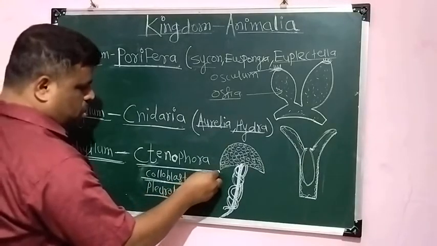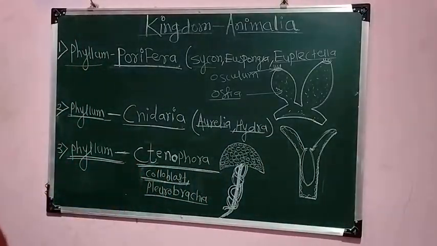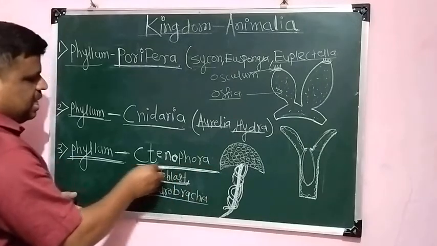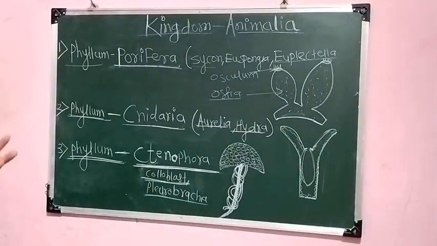They move with the help of 8 rows of ciliated comb plates. Locomotion takes place through special 8 rows of ciliated comb plates. Okay, then these are bioluminescent. Bioluminescence means they generate a particular light. That is called bioluminescence.